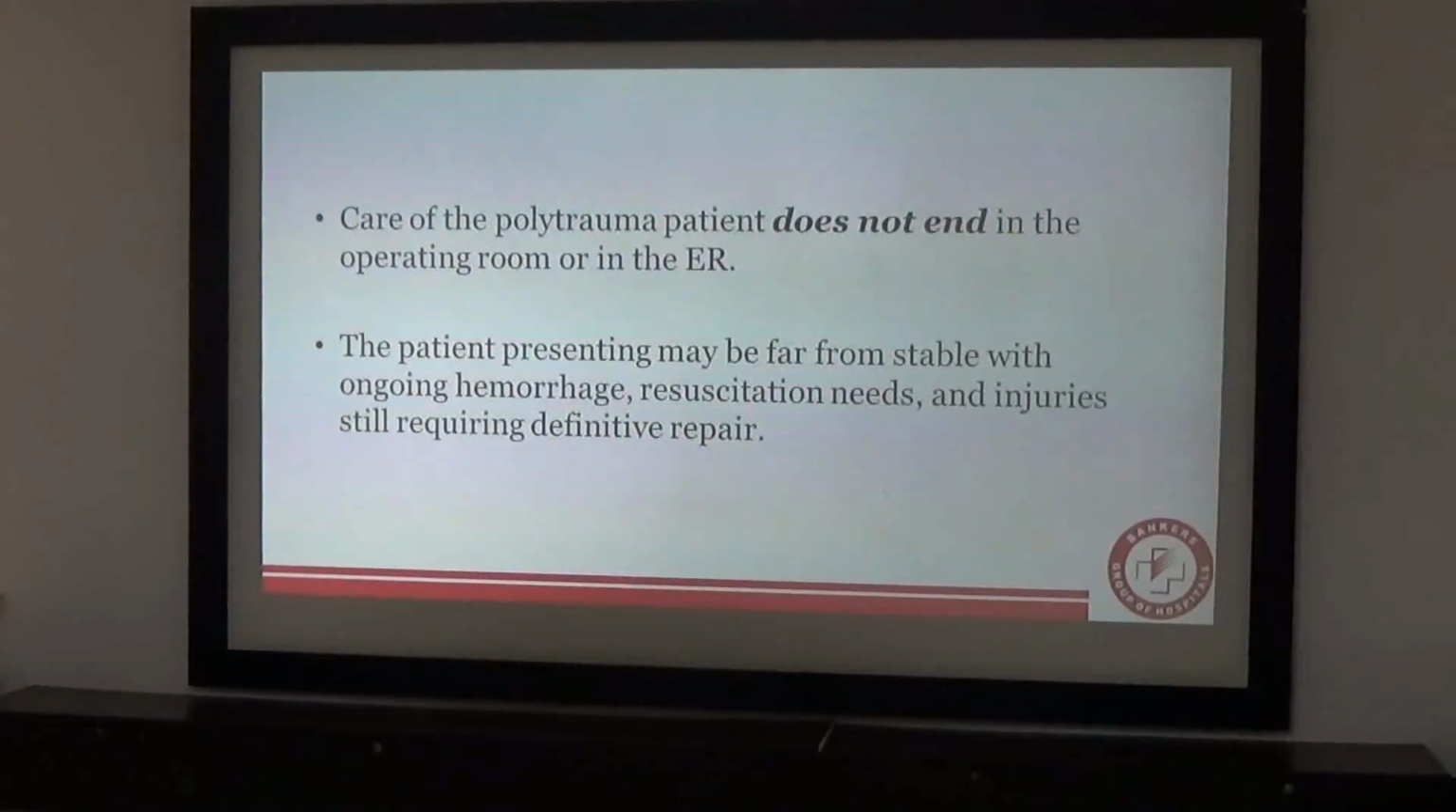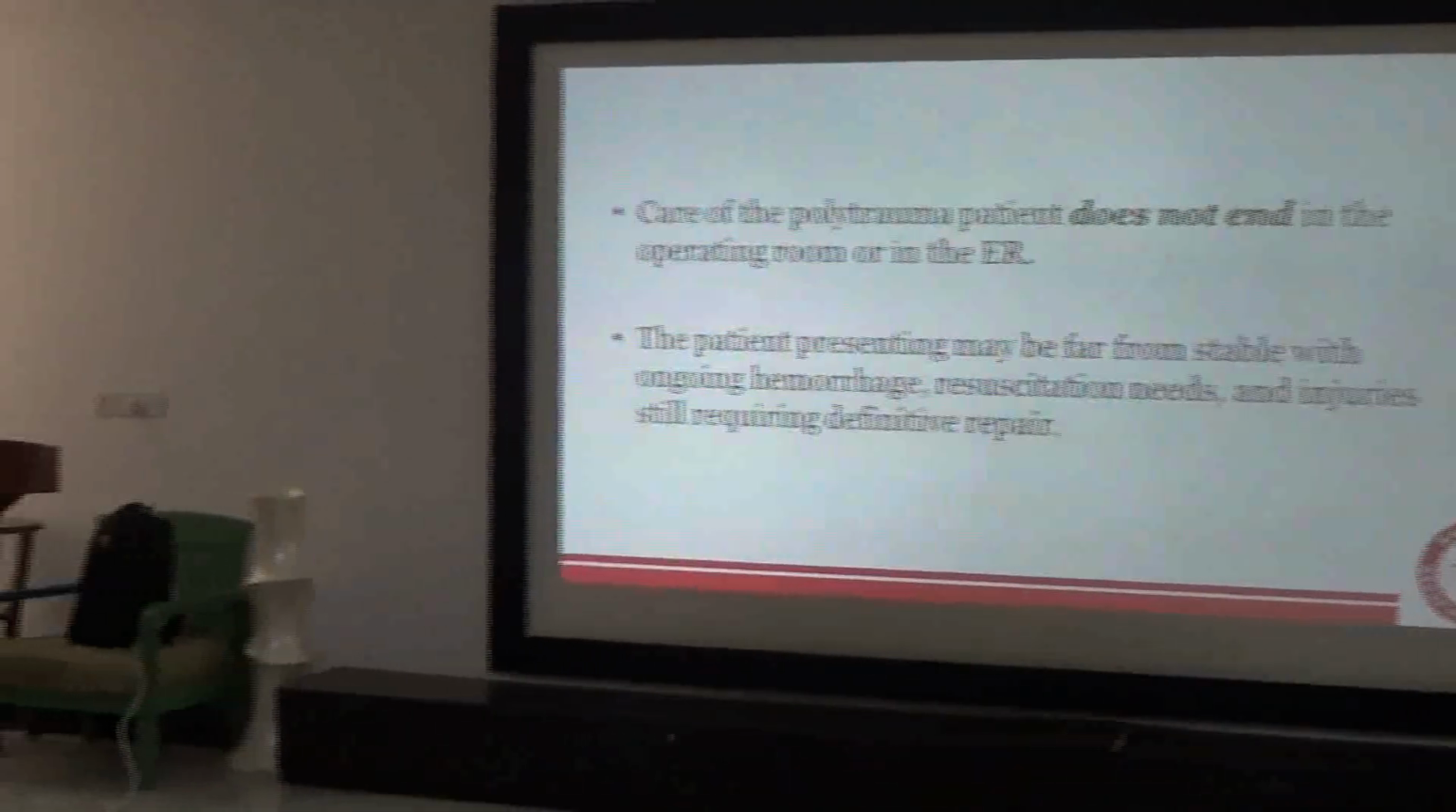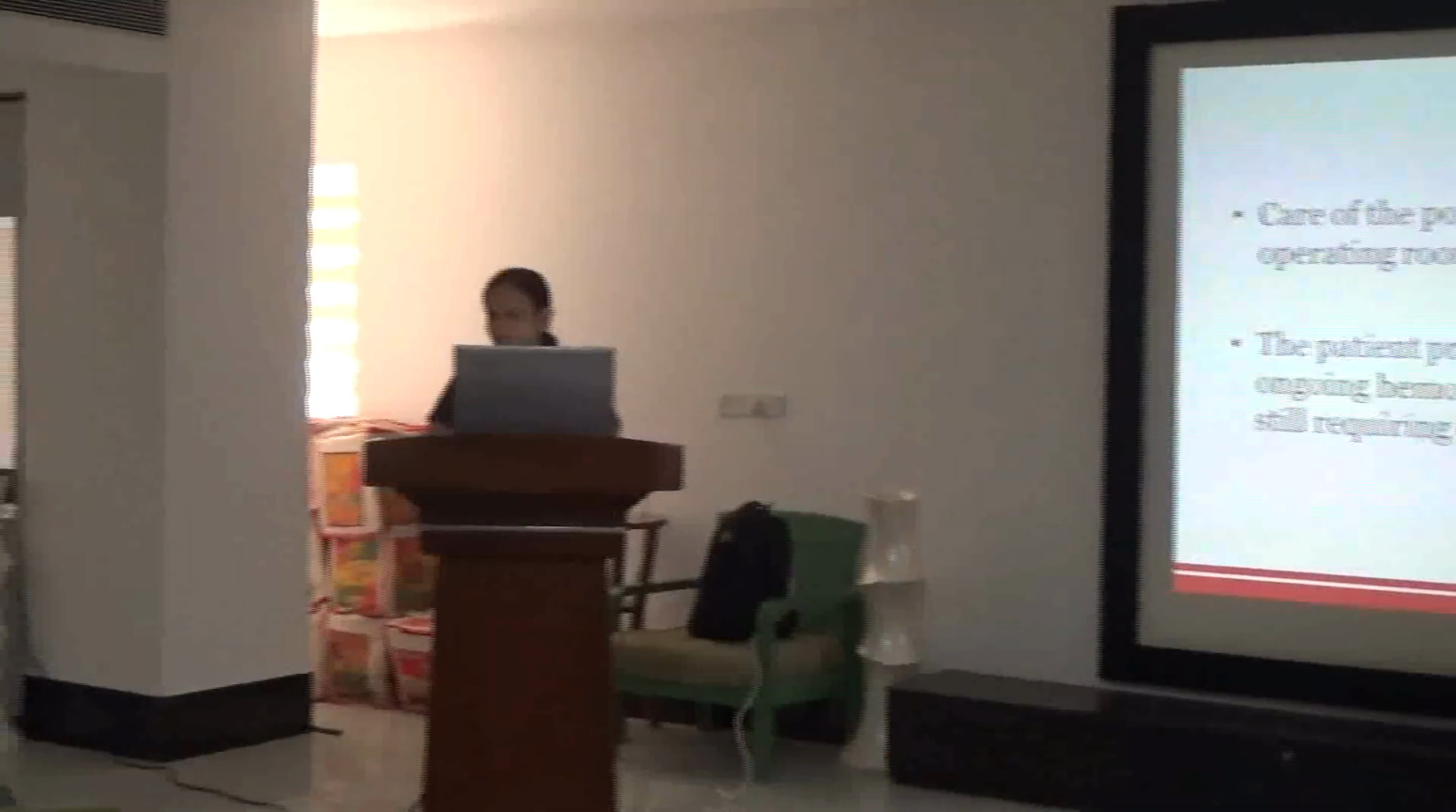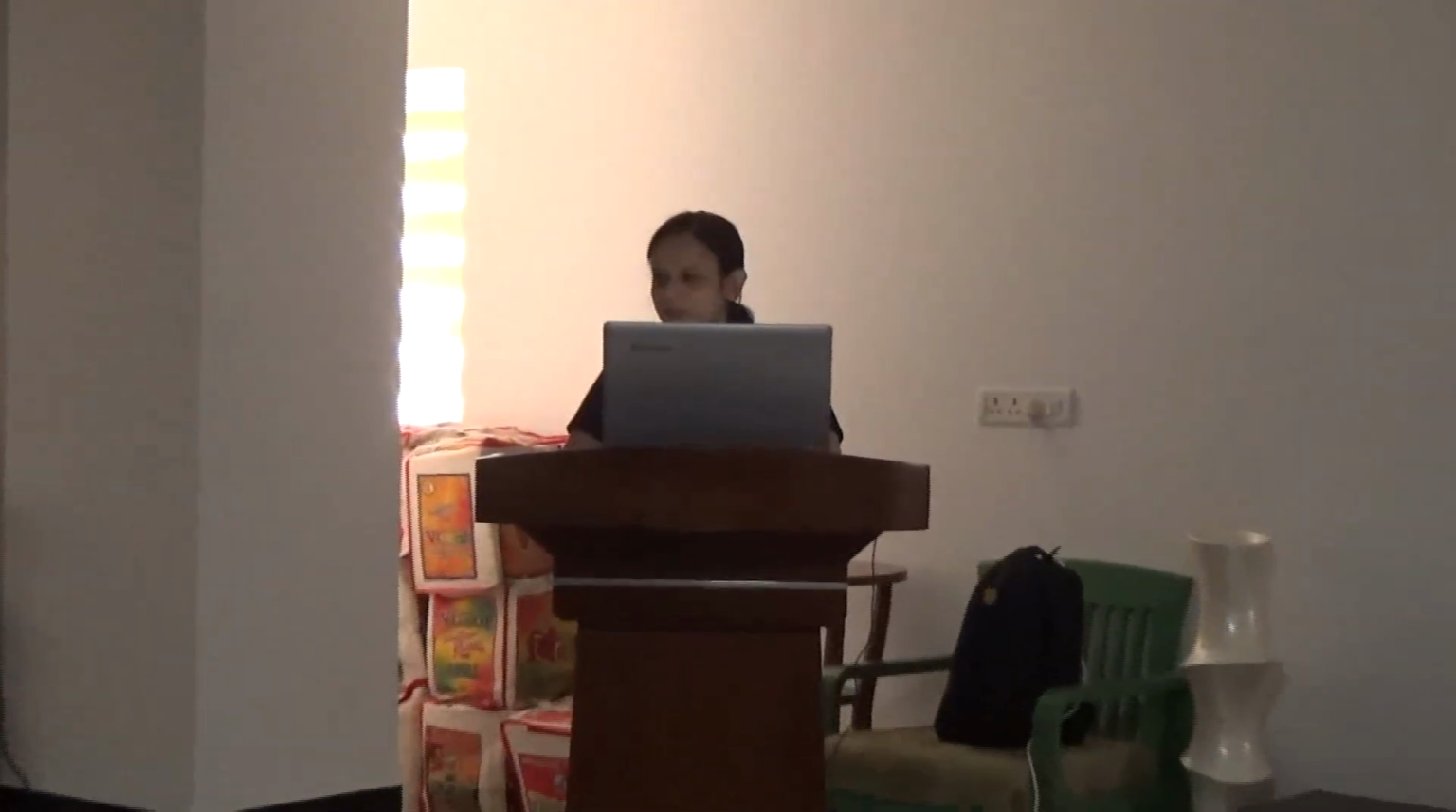operating room or in the emergency room. So the polytrauma patient usually हमारे ER में present करते हैं. Outside hospital से अक्सर intubate होके stabilize होके आते हैं, but in reality they are far from stability. So the actual treatment hence begins.